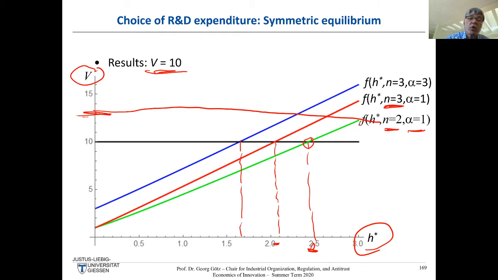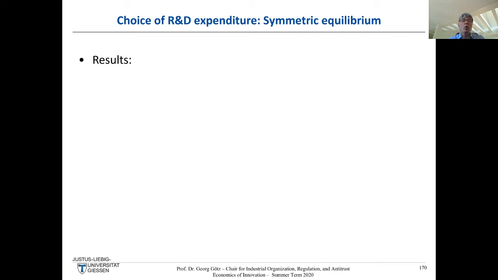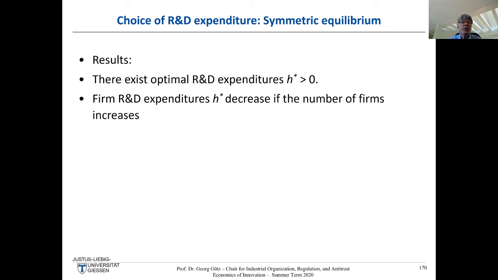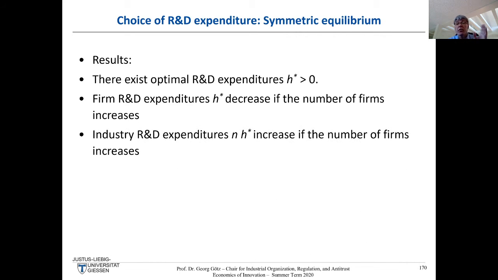So you get a much higher R&D expenditure, irrespective of how complicated R&D is, and how many competitors you face. I think I now gave you all the results already on the previous page. So first of all, I showed you that there exists some optimal R&D expenditure, which is strictly greater than 0. So we invest in R&D. You see that R&D expenditure of each firm decreases if the number of firms increases.